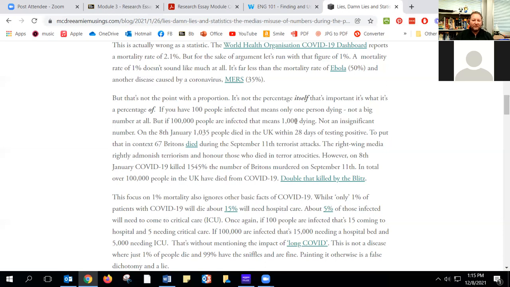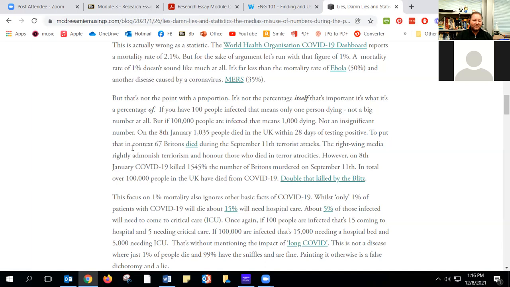Because a mortality rate of 1% means just that, 1% of a given population. So if the population of people that get it is 100,000 people that get COVID, that means 1,000 of them are dead, right? That's a big number. That's a big deal, right? So for an example, on the 8th of January, 1,035 people died in the UK within 28 days of testing positive.